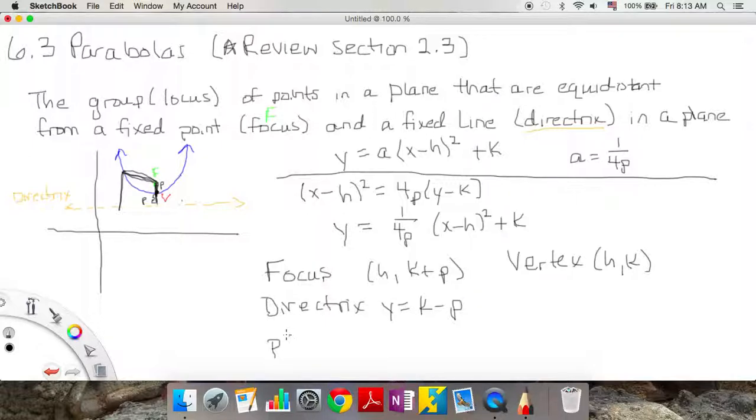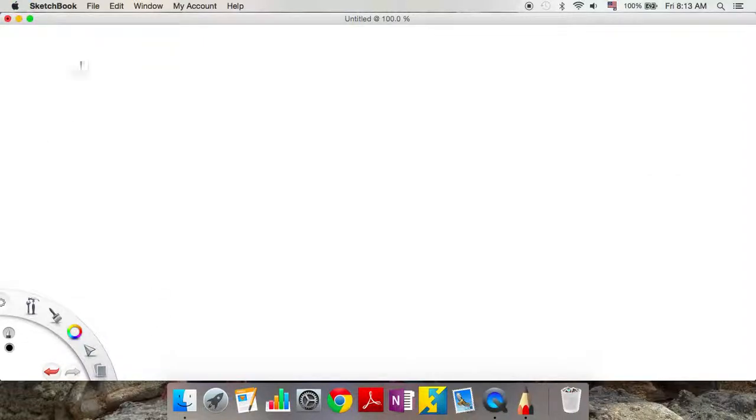We also learned about this a here. If it was positive, and the same thing happens if p is positive, then it's going to open up, and if p is negative, then it's going to open down. So this is for parabolas that open up or down, like this. But this is only one set of parabolas. This is the set we talked about in chapter 2. But there's another set of parabolas that aren't functions.